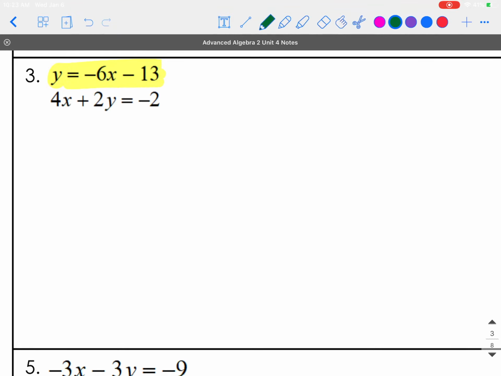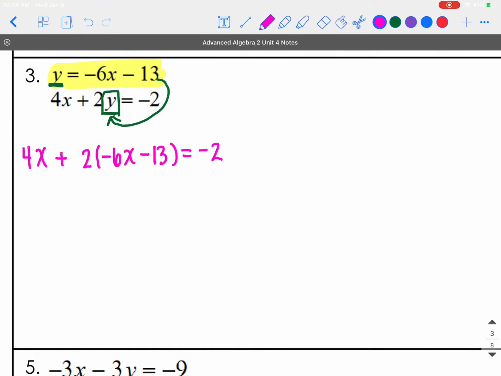and then I'm going to find the y in the other equation. The reason I'm finding y is because it's y equals. If it was x equals, I would look for the x, but it's y equals, so I'm going to look for the y, and then I'm going to plug that in for that y. So I'm replacing this y. So I substituted one of that equation into the other one.